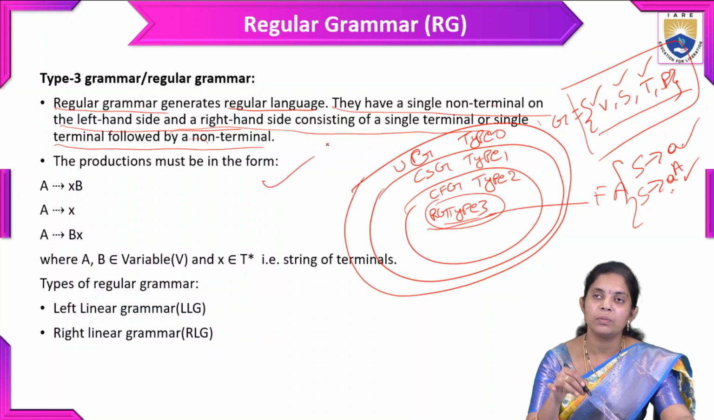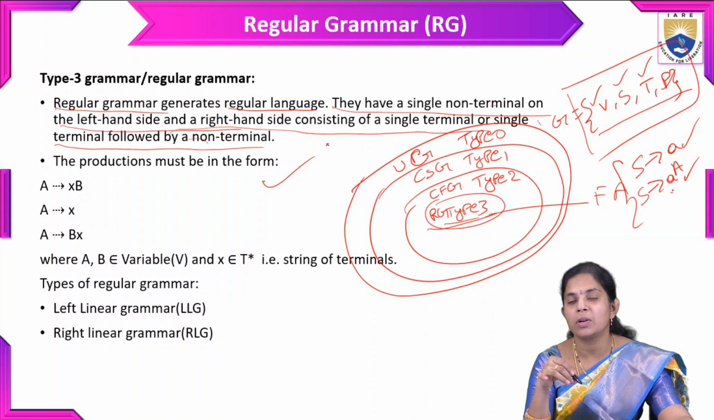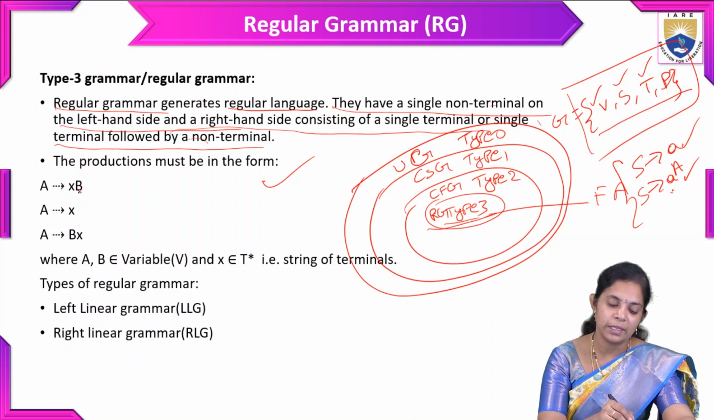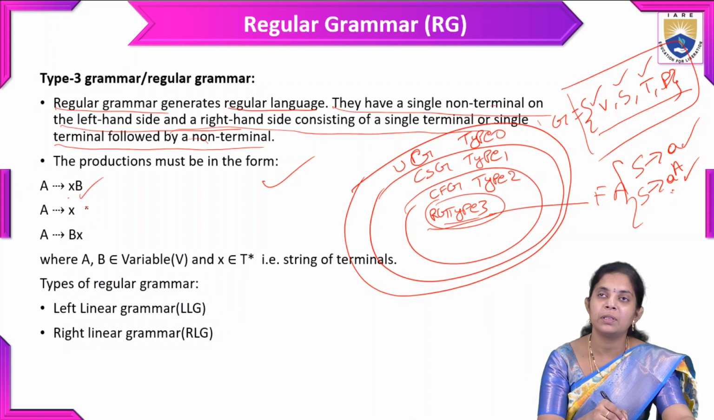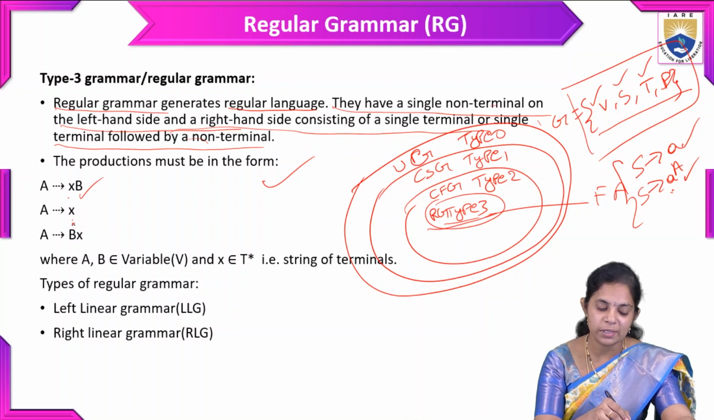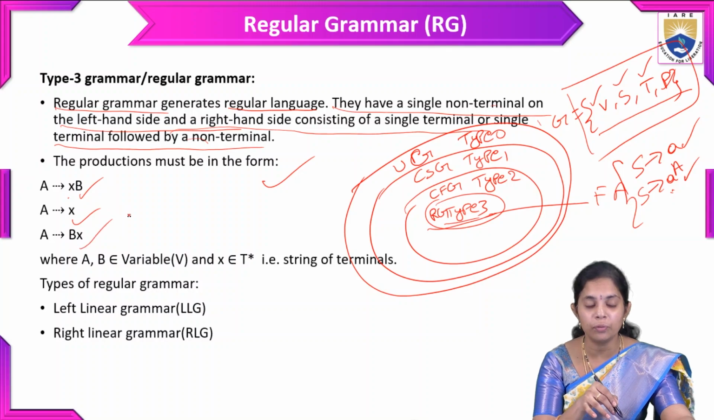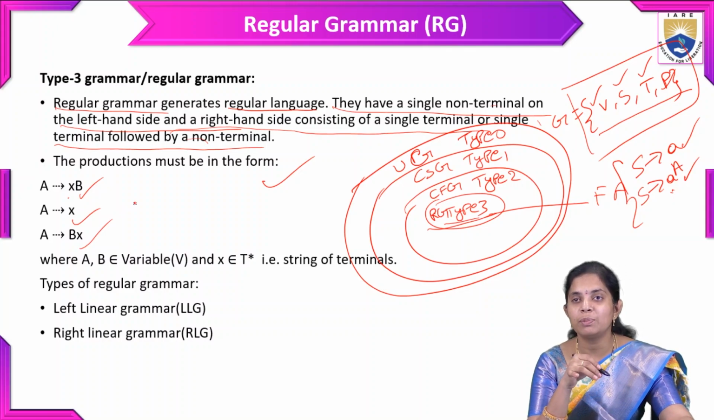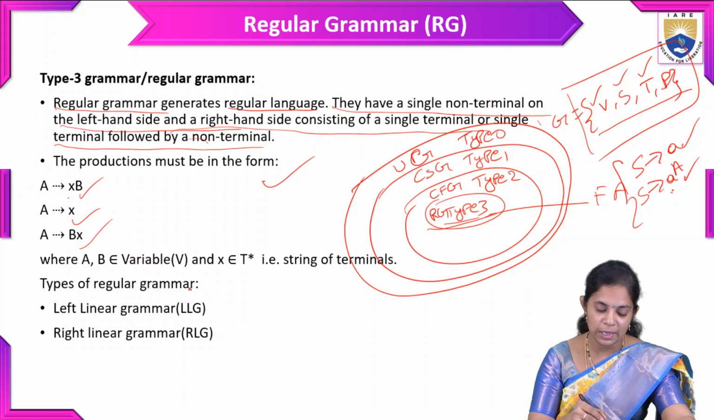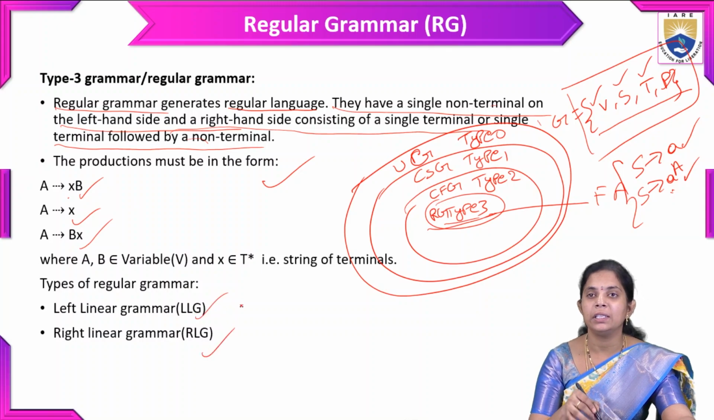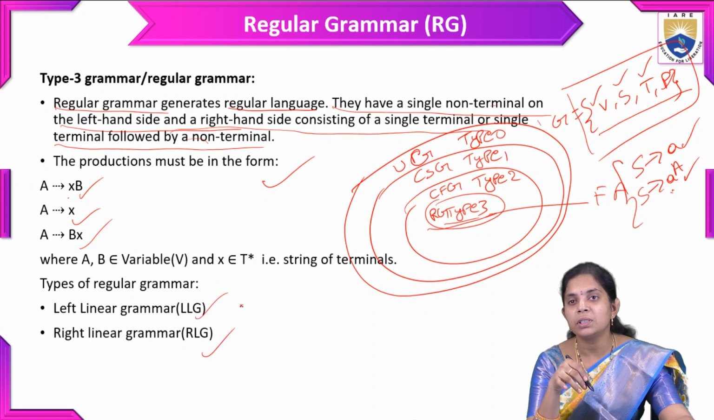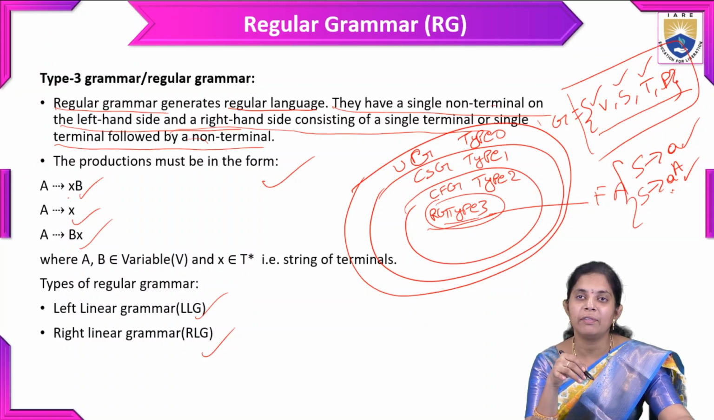And how are these productions in this form? Here A tends to a terminal followed by a capital letter non-terminal. Only a single terminal is also accepted, and it's also a combination of non-terminal followed by the terminal. So in this one we have two types of grammars: one is a left linear grammar and the other a right linear grammar. So how can we say, by seeing the grammar, that it is a left linear grammar or right linear grammar?